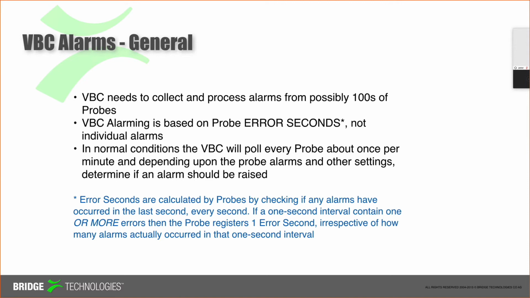So it's not about the number of errors, but the number of seconds that actually contain errors. That's what the probe and the VBC use to detect. When you look at the VBC thresholds in a probe, which we'll look at later, you'll see that the numbers are about error seconds, and that determines whether the VBC will raise an alarm. So it's error seconds, not individual errors. It's really important to remember that.